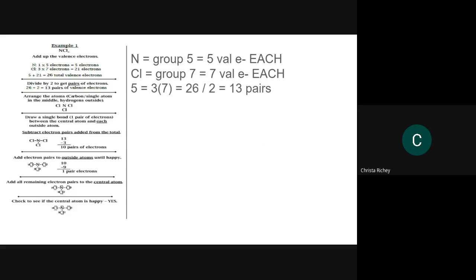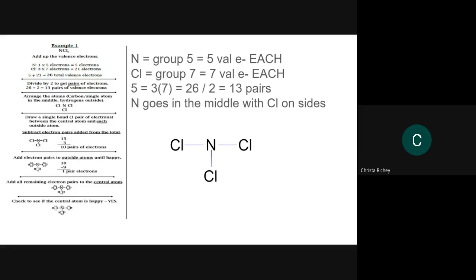Divide that by 2, and I have 13 pairs. All I did, especially for those of you that have a hard time reading the small stuff, I took what it's doing on the left, and I just blew it up on the right. I have 13 pairs of electrons. Nitrogen would go in the center because it's the single atom. The 3 chlorines are going to go around it. You're going to put one line in between each from the center to its outside atom. So each of these represents 2. I have a total of 3 pairs of electrons that have been used. Started with 13 pairs. 13 minus 3, I still need 10 more pairs.